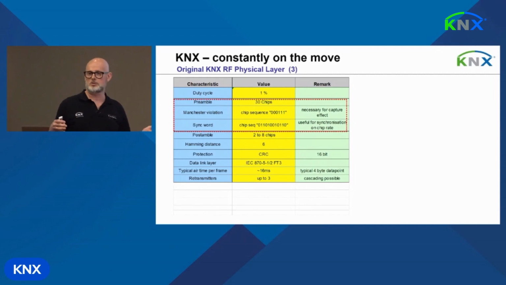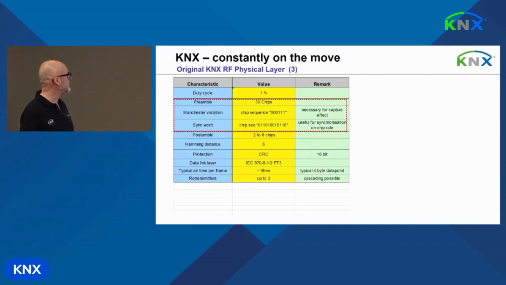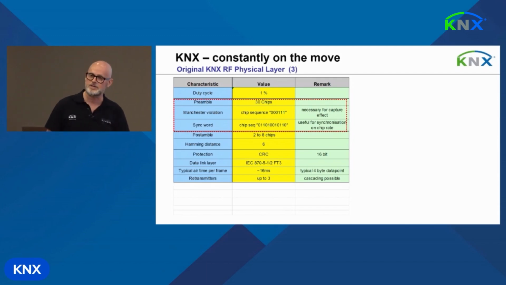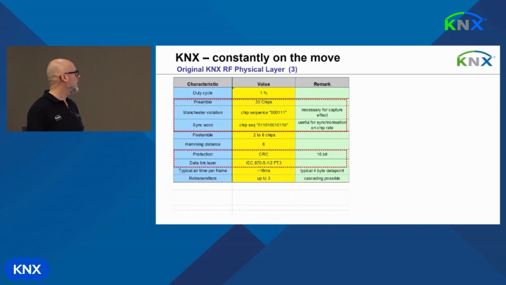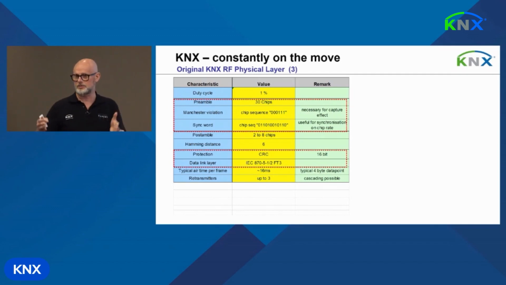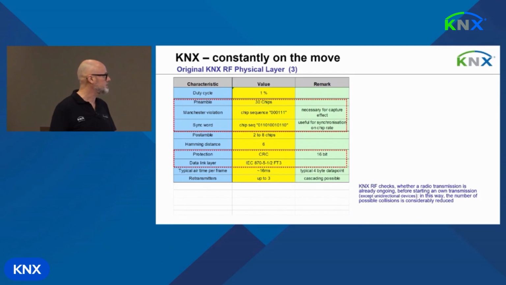The actual frame is preceded by a preamble of 30 chips, and there is a so-called Manchester violation that is inserted for capture effect, and a sync word that is used for synchronization, as the word says. Also, I have already touched upon that, the data link layer format is in accordance with FT3, and we also have a CRC check on the different blocks inside the telegrams. I will explain that in the next slides.